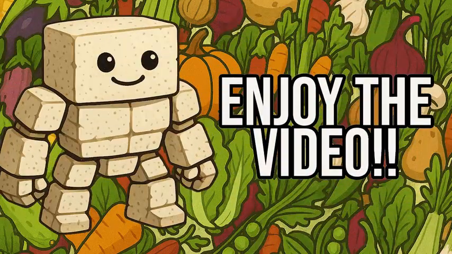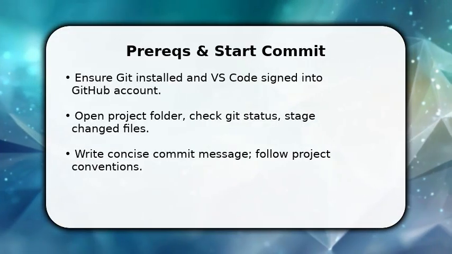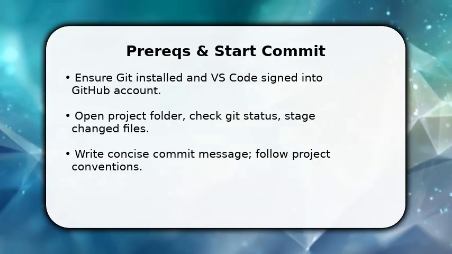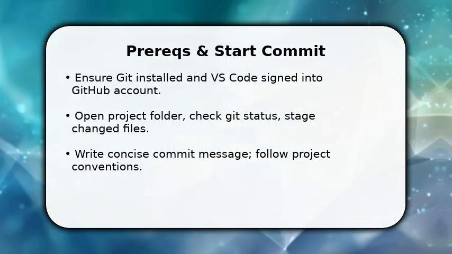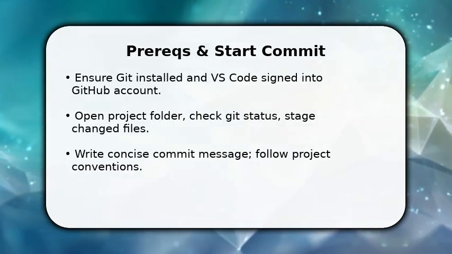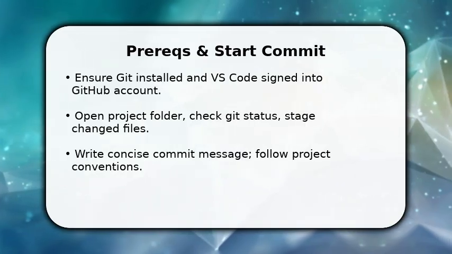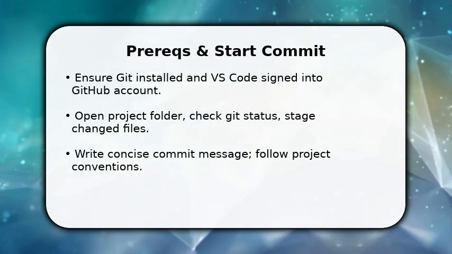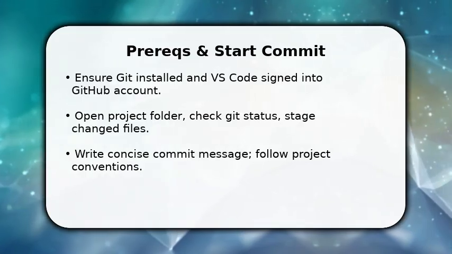Please enjoy the video. You already have Git and VSCode. Open your project folder and confirm you are signed into GitHub in VSCode. Once done, open the source control view and run git status to see changed files. Stage the files you want by clicking the plus icon or using git add for each file.